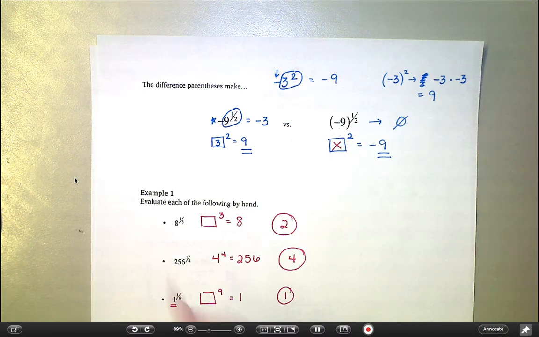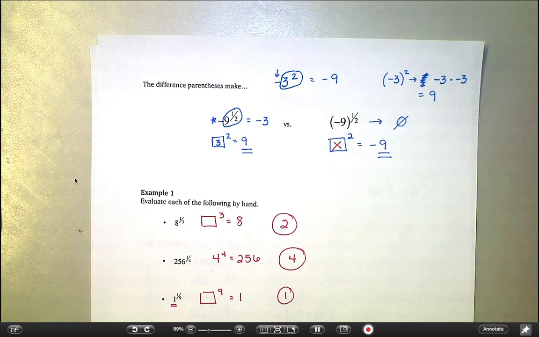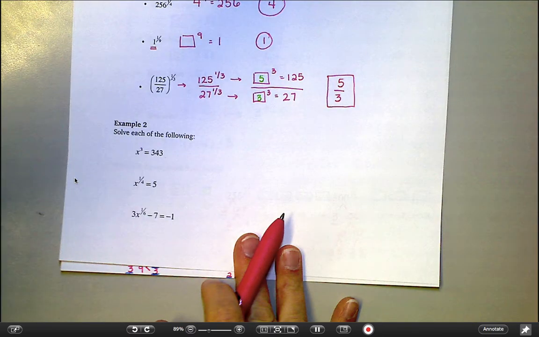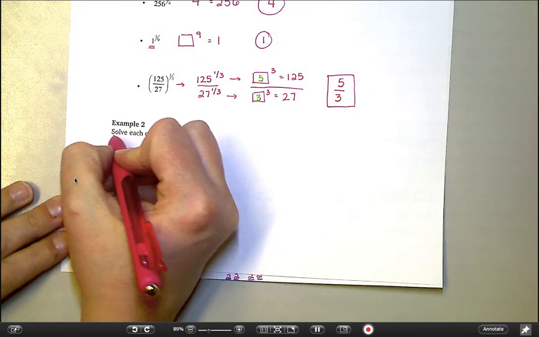And we're going to talk more about that as this chapter goes on. But that's because we can't take a negative and split it into an even number of parts. Okay, so let's jump down to something a little bit unrelated. Let's look at this example 2. And we're looking at doing some solving here. And remember, solving means figure out what x equals.